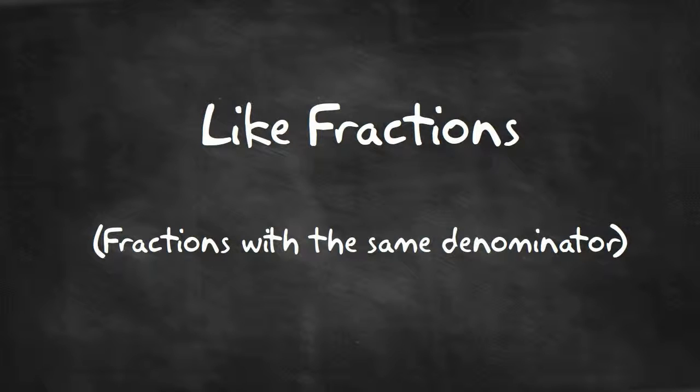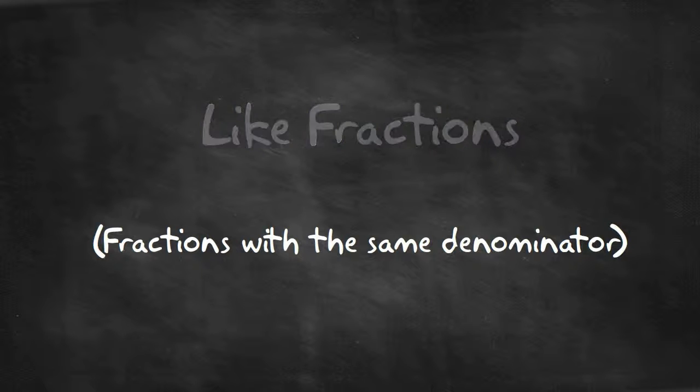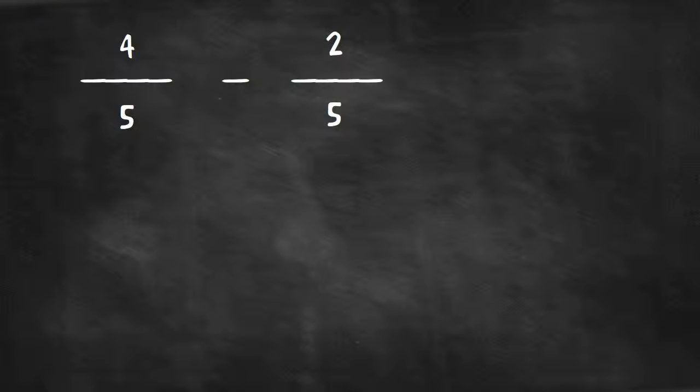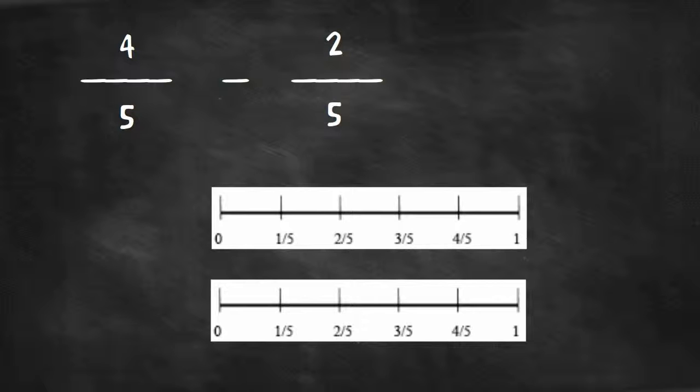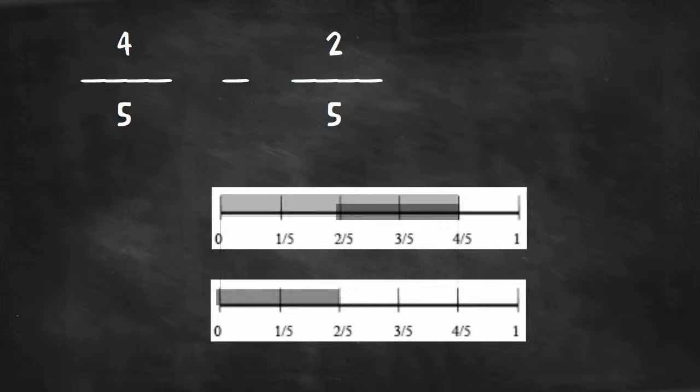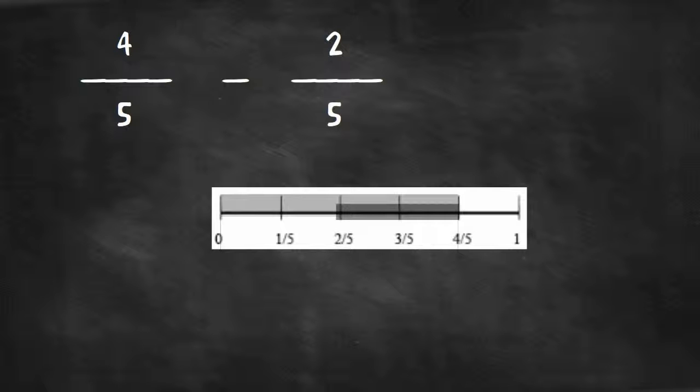First, we're going to talk about like fractions, or fractions with the same denominator. If we have 4/5 minus 2/5, we'll use these number lines to represent our two parts. As you can see, we shaded in 4/5 on the top and 2/5 on the bottom. Look, as we now represent our two fractions on one number line, you can see we are taking away two parts from the original 4 that we had on top, giving us 2/5.